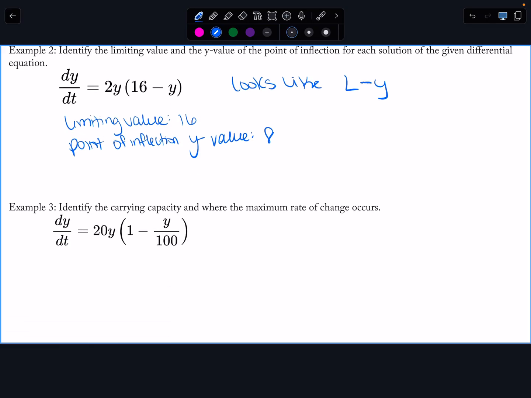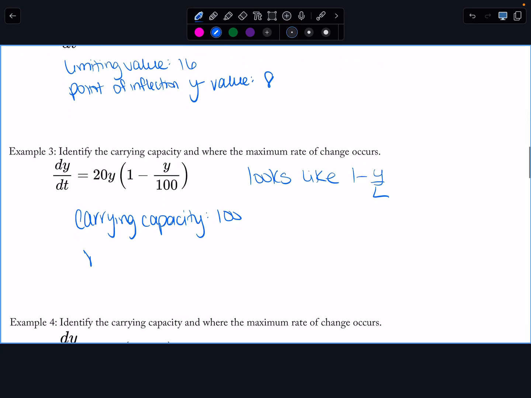So again, it looks like 1 minus y over L. So my carrying capacity, if I read the directions, is 100, and my max rate of change is half of it, which is 50.